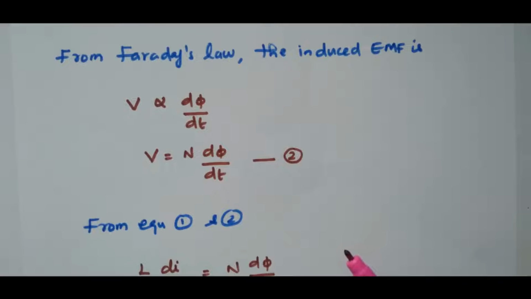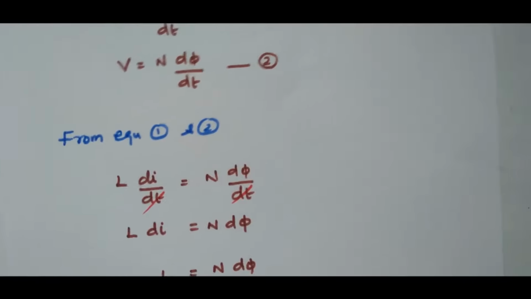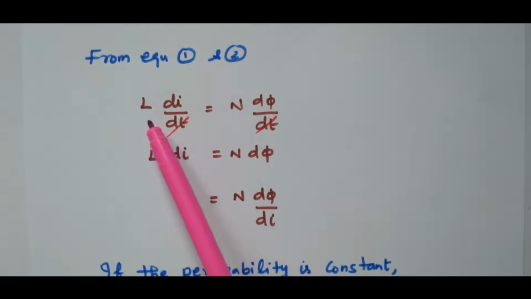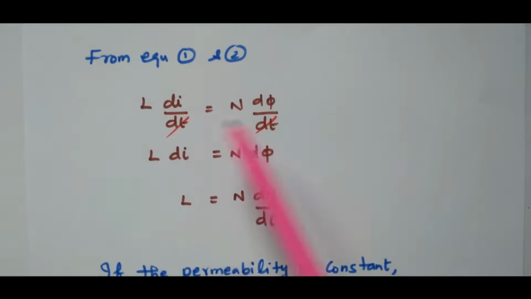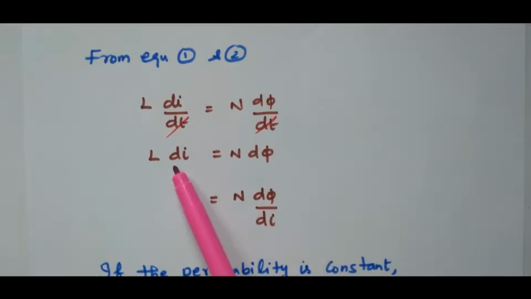So the left hand side is equal, so we can equate the terms available in the right hand side. So from equation 1 and 2, we can equate L di by dt equal to N d phi by dt, because the left hand side is equal. So this dt got cancelled. L di equal to N d phi. So from that we can write L equal to N d phi by di.